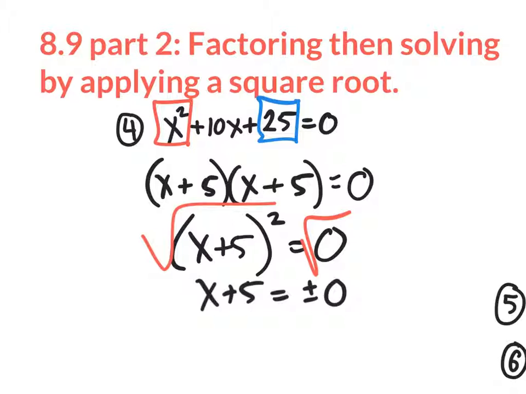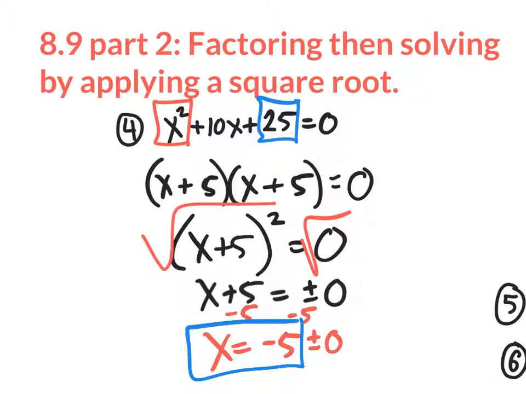So you don't even really need the plus or minus 0, but I want you to leave it there because we will have to get used to putting a plus or minus whenever you apply a square root in an equation. So the rest of this would be subtracting 5, x equals -5 plus or minus 0. And that answer is just going to be -5, because it doesn't matter if you add 0 or subtract 0, it's still going to be -5. It doesn't change. So your answer is x equals -5. Let's try another.